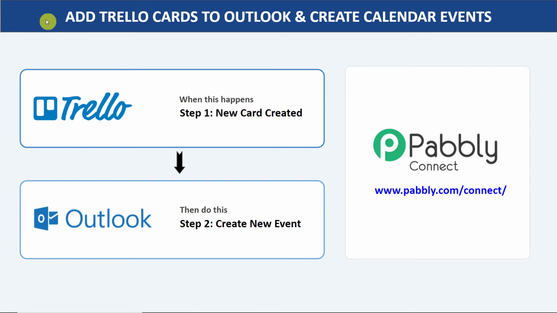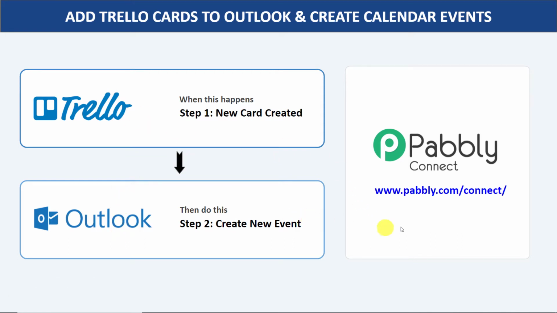Hello everyone. So in this video we will learn how to add Trello cards to Outlook and create calendar events automatically. So the idea is that if a new card is created in Trello, an event will be scheduled in Outlook calendar automatically. But the issue here is there is no direct connection between Trello and Outlook calendar.